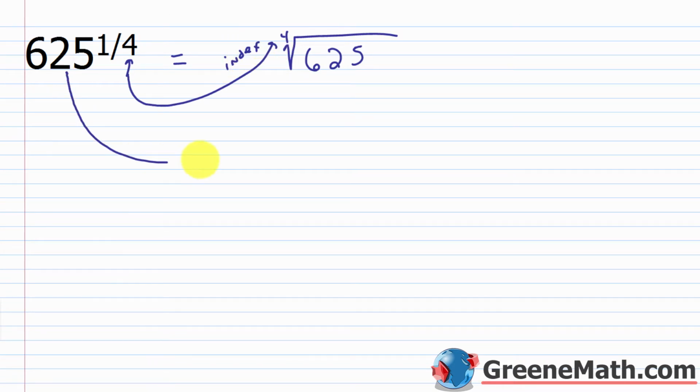What about something like 625 to the 1/4 power? So again, this part right here would be the radicand. And it would be the 4th root, right? Because this would be your index. So again, this would be the index, and then this would end up being the radicand. So I have the 4th root of 625, and that's equal to 5, right? 5 times 5 is 25. 25 times 5 is 125. And then 125 times 5 is 625.